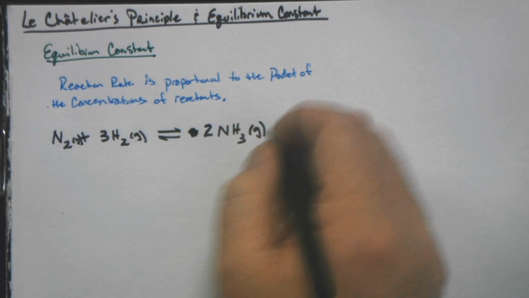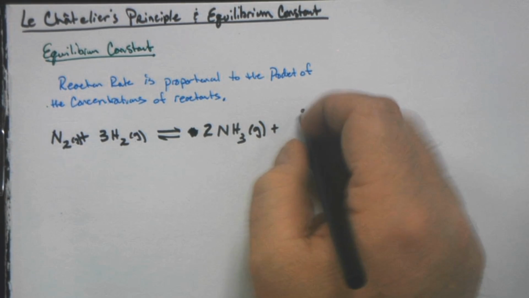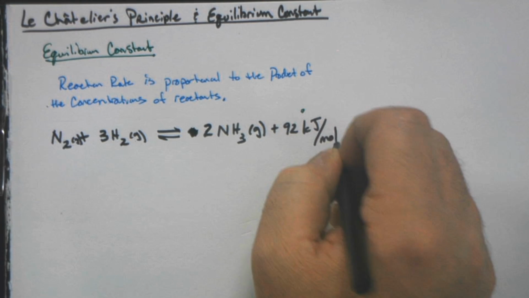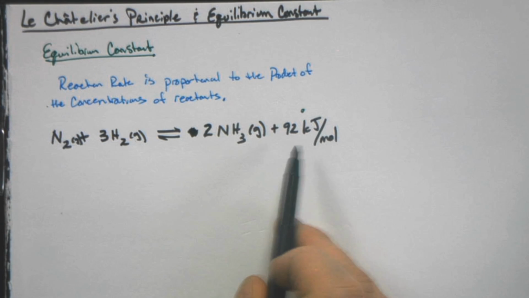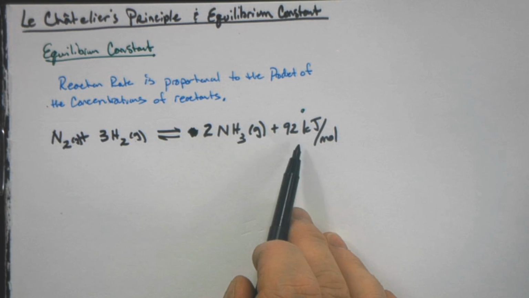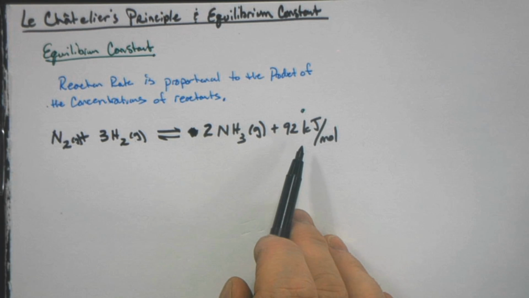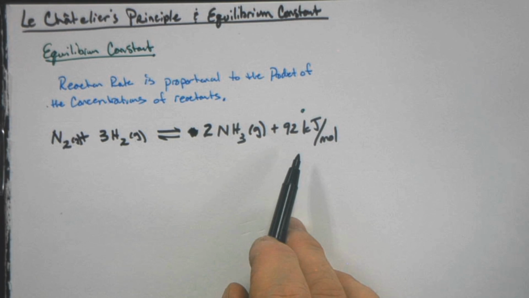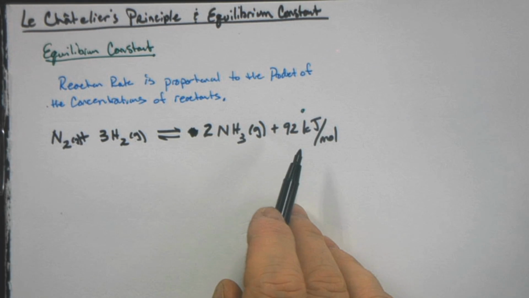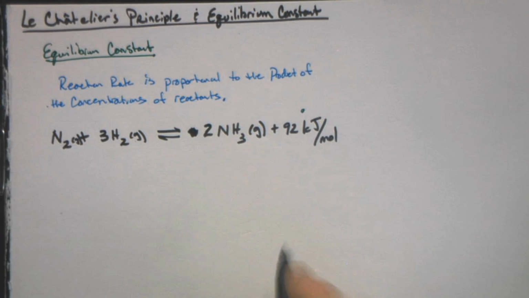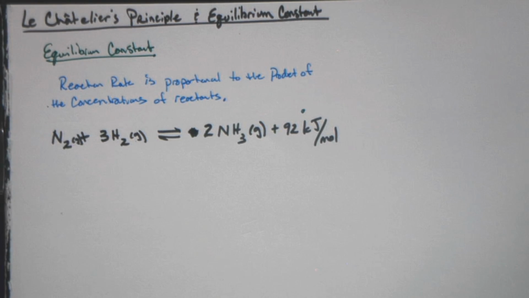2NH3, gas, plus 92 kilojoules per mole. There's no delta H here. I did not write delta H equals anything. By writing it here with plus 92, this would be exothermic because it's producing heat. Heat is a product of the forward reaction. Therefore, the forward reaction is exothermic. Conceptually, you guys should be able to equate the two of them. All right, but there's another way of writing this equation.